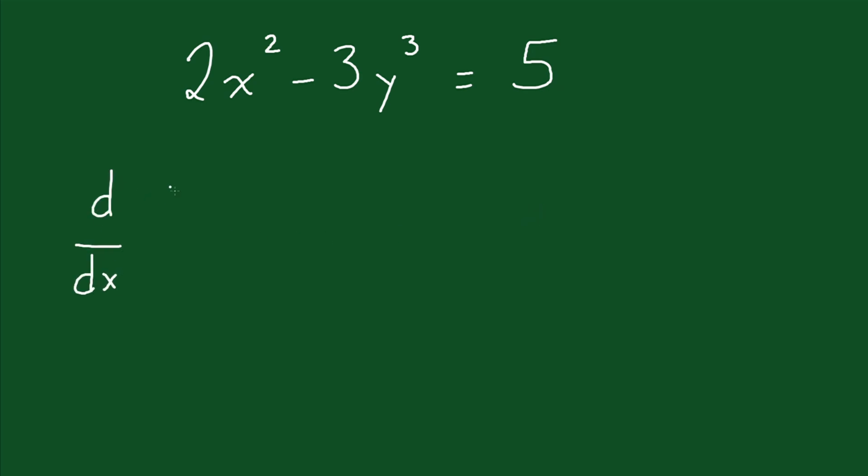Now let's look at another example. Let's say we want to find the derivative, the dy/dx, of 2x squared minus 3y cubed is equal to 5. Okay, we're going to start the same way we did before. We will take the derivative with respect to x of both sides.